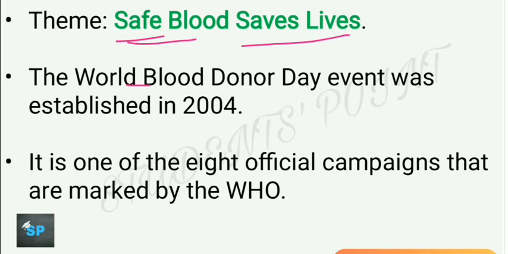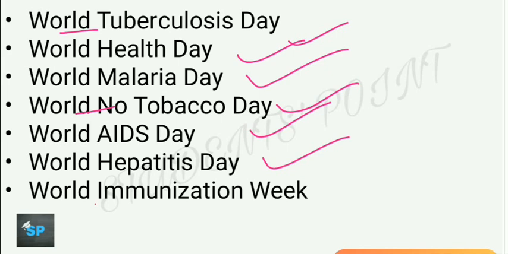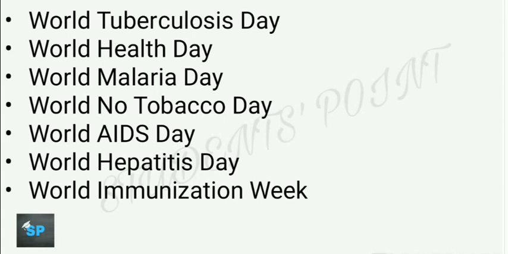World Blood Donor Day event was established in the year of 2004 and it is one of the 8 official campaigns that are marked by World Health Organization. So what are the other 7 official campaigns that are marked by WHO? Let's see. World Tuberculosis Day, World Health Day, then World Malaria Day, World No Tobacco Day, World AIDS Day, World Hepatitis Day and World Immunization Week. If anyone is aware of when these days are celebrated, write it in the comment section. It will help you to memorize these facts and recall in your examinations.